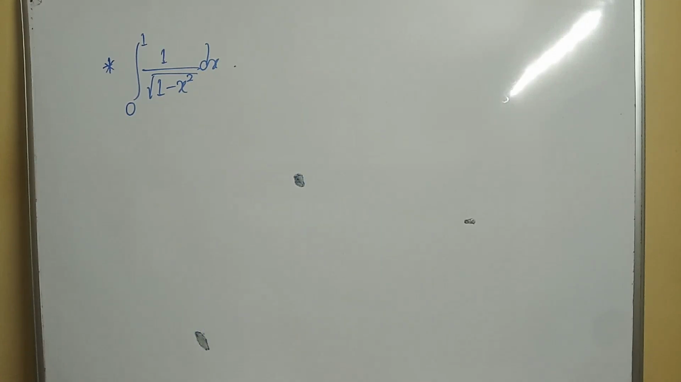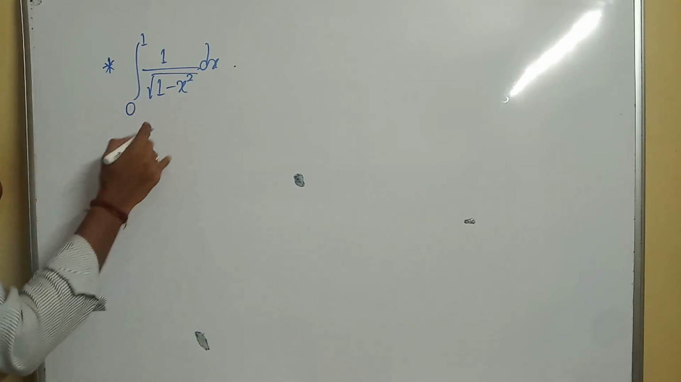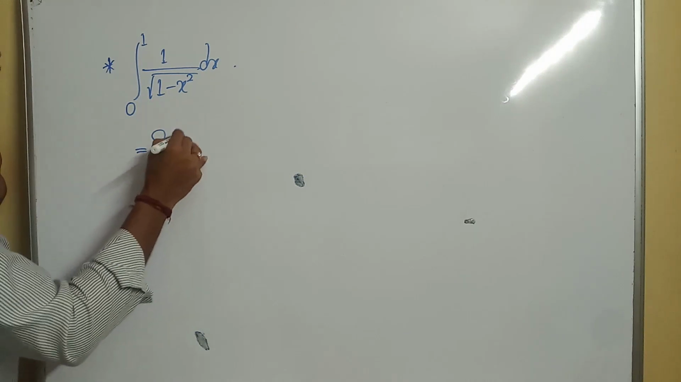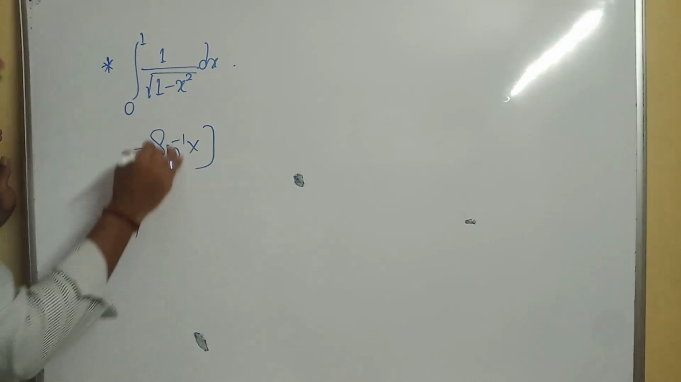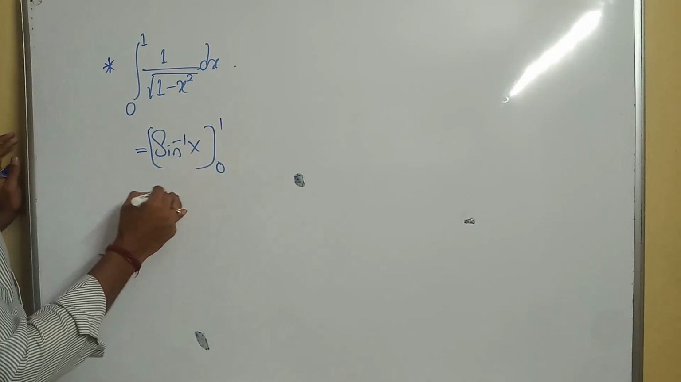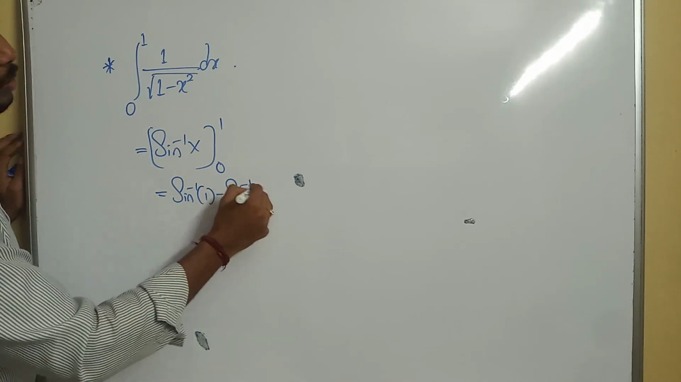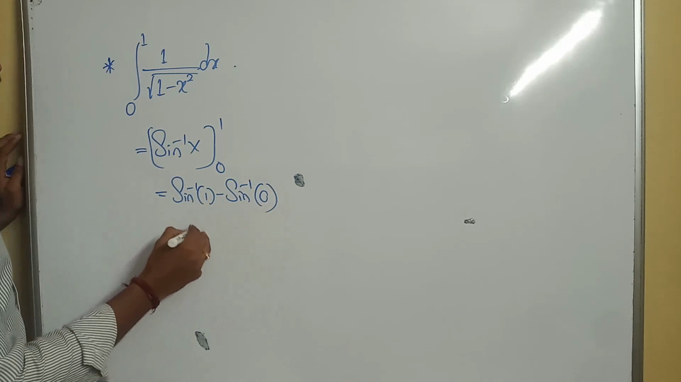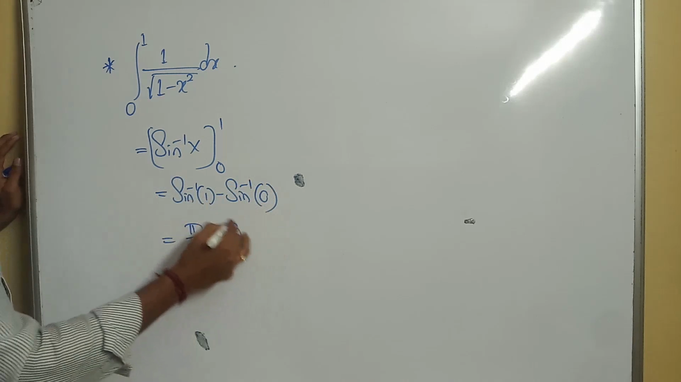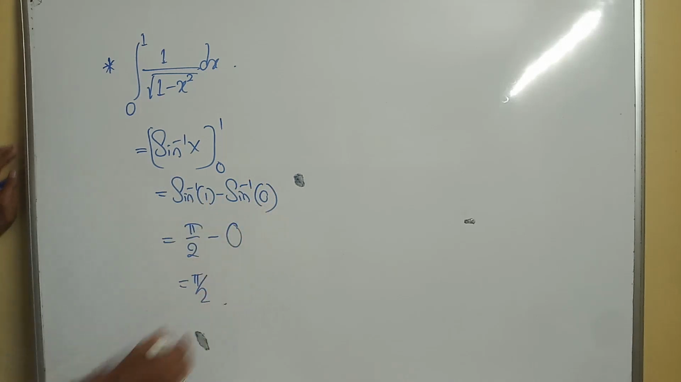Integral of 1 divided by square root of 1 minus x square is sine inverse of x. Got it? The limits will be 0 to 1. Sine inverse of 1 minus sine inverse of 0. Sine inverse of 1 is pi by 2. Sine inverse of 0 will be 0. The answer is pi by 2.